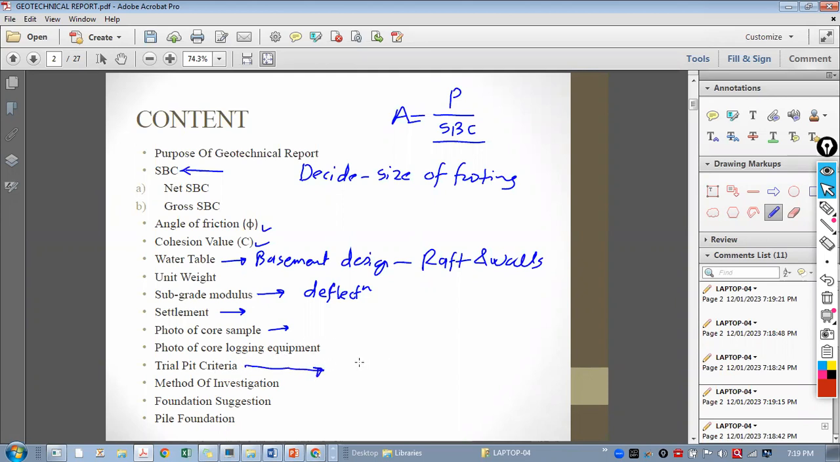So generally, when we don't have the geotechnical report data, we ask the contractor to take a trial pit. And by observation, we can decide the SBC. Actually, this is not the standard practice, but sometimes for smaller projects, we can take decisions on our own. So on observation, we can decide the SBC through trial pits. And we also get the foundation suggestions in the geotechnical reports, and they also give you the pile foundation design. So this is in general the content in any report.